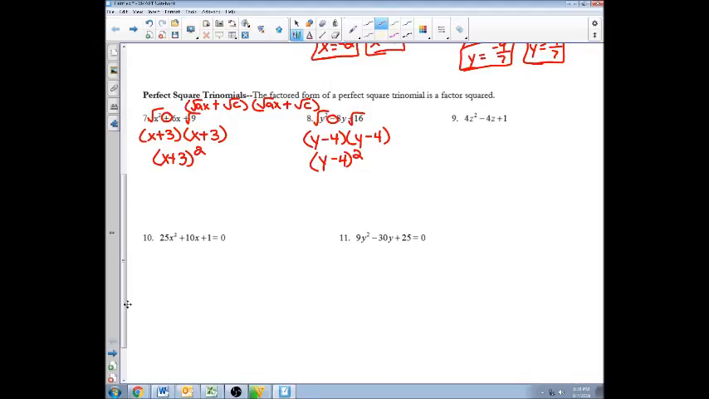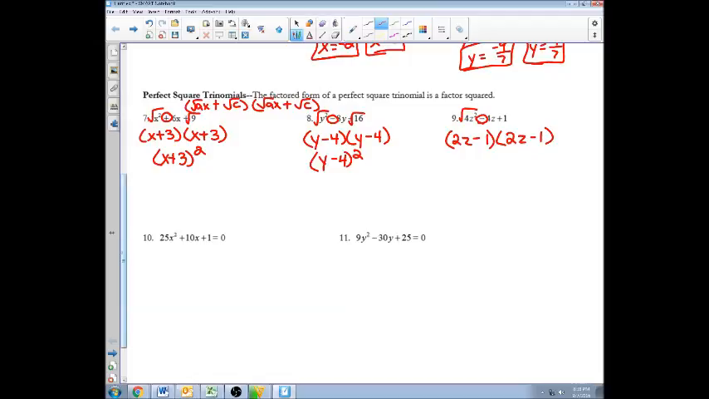On to number 9. Is 4 a perfect square? Yes, it is. Is z squared a perfect square? Yes, it is. If I take the square root of 4z squared, that would get me to 2z. Is 1 a perfect square? If you type the square root of 1 into your calculator, it should come out to 1, so 1 is in fact a perfect square. Remember, my sign is going to be whatever my sign for my b value is. So it'd be 2z minus 1 times 2z minus 1.